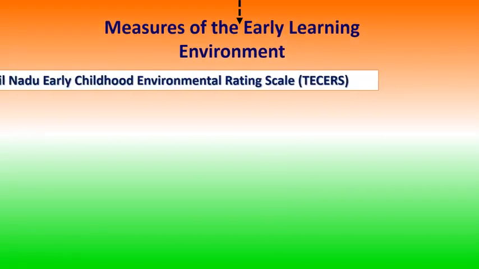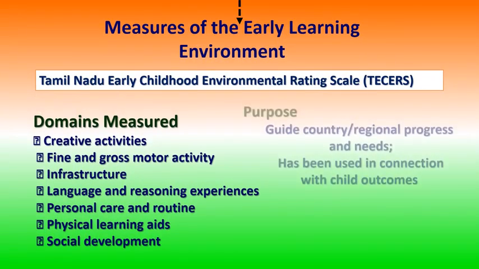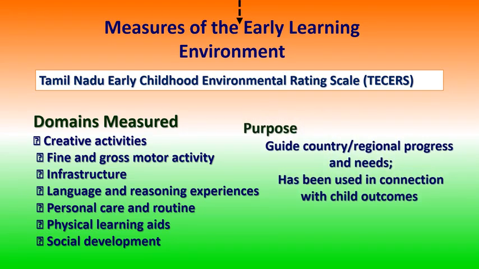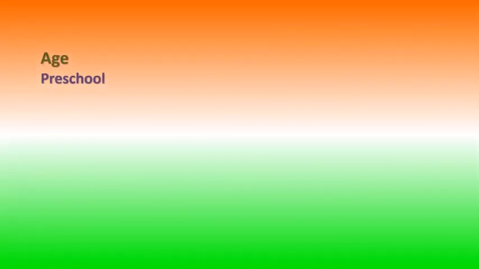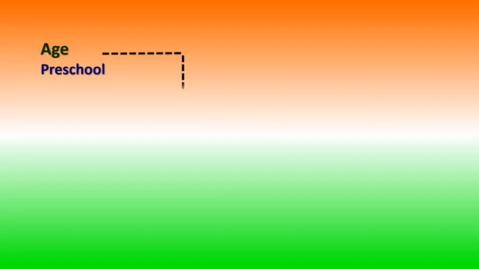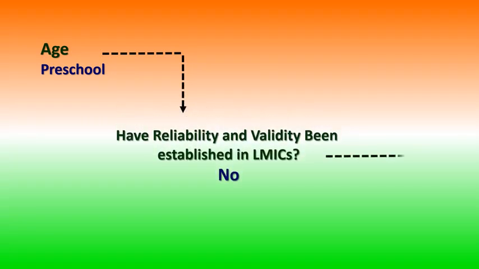Measures of the early learning environment. Domains measured: creative activities, fine motor and gross motor activity, infrastructure, language and reasoning experiences, personal care and routine, physical learning aids, social development. Purpose: guide country, has been used in connection with child outcomes. Age: preschool. Have reliability and validity been established in LMICs? No. Year developed 2000.